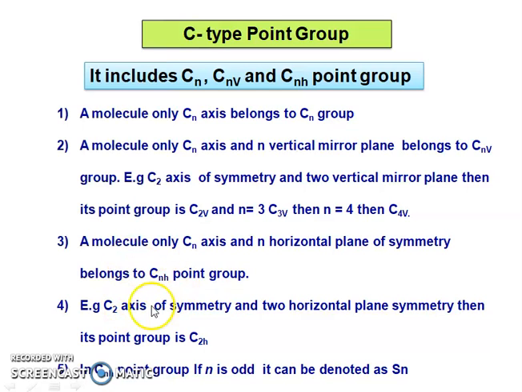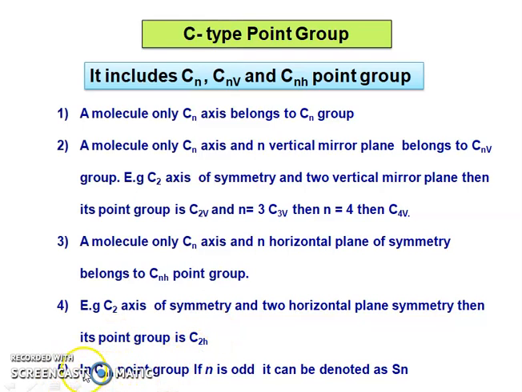Right? For example, if a molecule has a C2 axis of symmetry and two horizontal planes of symmetry, then what will the point group be? C2h point group. Okay.